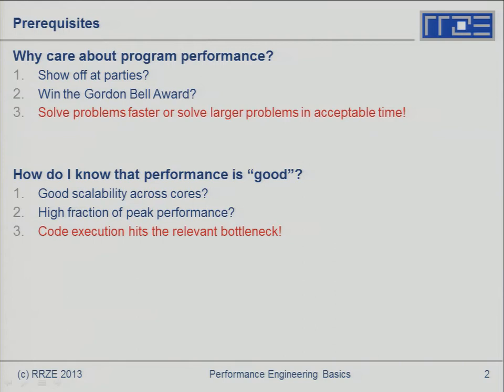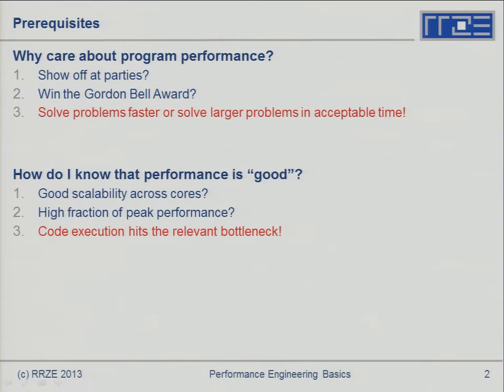How do I know that performance is good? And many of the things we're dealing with in this course target this question. How do I know whether performance is good? How do I know that the light speed of the program and the hardware is actually achieved? It's not good scalability across cores. We showed this in the beginning. Good scalability does not imply that you're hitting the relevant bottleneck. Actually, if somebody says that their code scales perfectly from 1 to 1 million cores, it's very suspicious. I usually don't believe that. I believe that it's scalable, but it's easy to scale, as we saw.